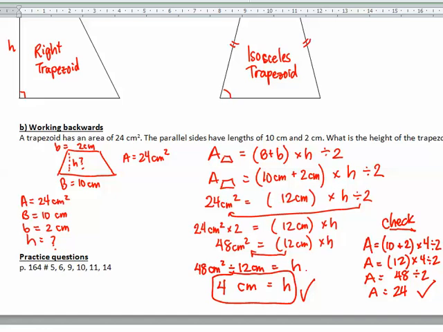So now that we've solved this problem, it's a little tricky working backwards because you have to make a trapezoid into that big parallelogram and then work backwards from there. So hopefully you understood this lesson, and we'll do some practice questions in class.